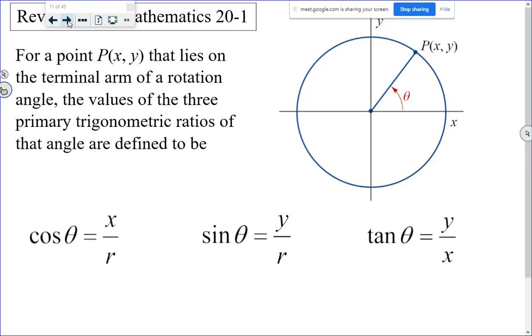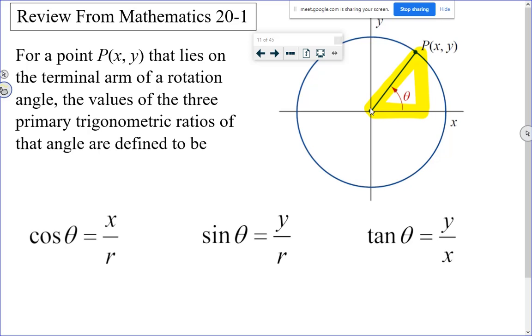In Math 20-1, you abandon the idea of opposite, adjacent, and hypotenuse, and you use instead x, y, and r. So rather than talking about a hypotenuse, what we talk about instead is the length of the arm to the point, and that length is called r. It's the radius of the circle. Rather than talking about opposite, and you can see by this diagram that opposite is the vertical component, we use y, and rather than talking about adjacent, we use x. Not a very good triangle, but you get the idea.